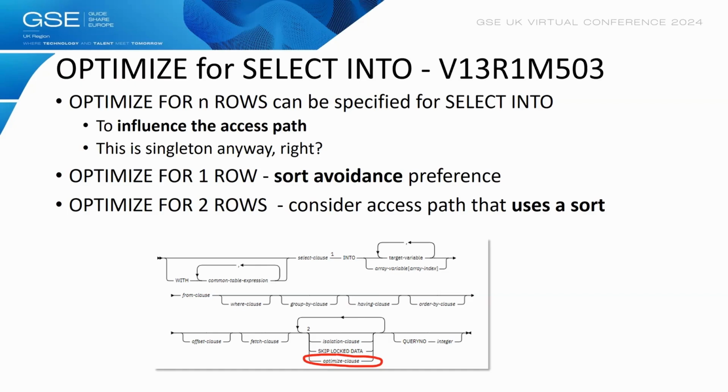But apparently you can still influence the optimizer, whether you want to avoid the sort, or you would prefer sort avoidance, or whether the optimizer should consider sort when selecting the access path. And moreover, it completes the syntax. So now the optimize clause is allowed even for singletons, not just for normal select.